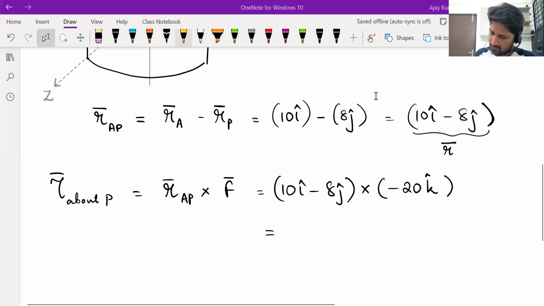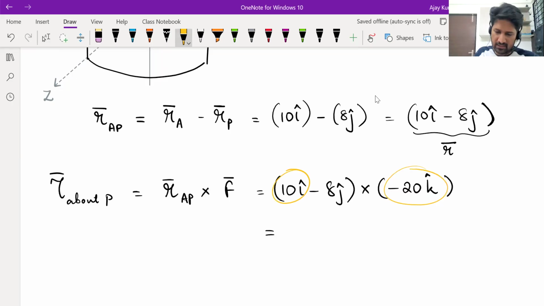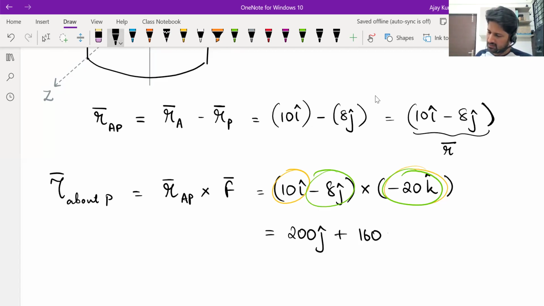Let's see. First is 10 I cap cross minus 20 K cap. 10 times 20 is 200. Now K cross I is J, so I cross K is minus J, and there's another minus sign here. You are doing I cross minus K, so minus of minus J becomes J cap. Fine. Next. Minus 8 J cap cross minus 20 K cap. Minus minus gets cancelled. 8 times 20 is 160, and J cross K is I.